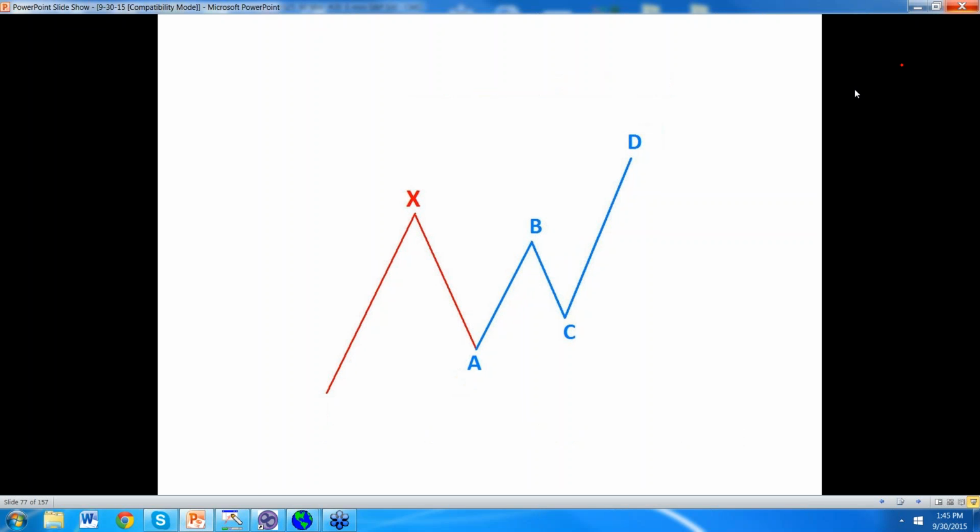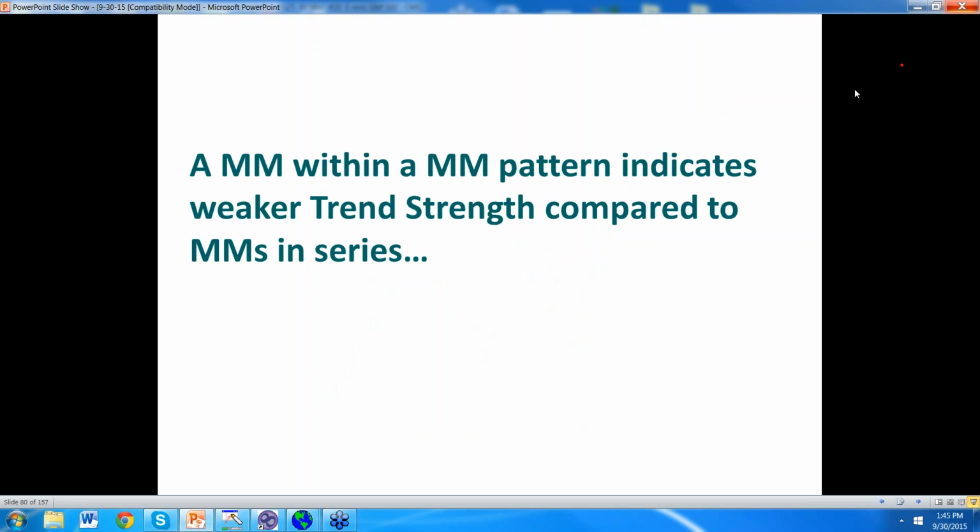Now, this is known as a butterfly pattern, a bearish butterfly pattern. You can short it at point D. A butterfly pattern is nothing but a measure move within a measure move. I did not invent this. I was taught this many years ago, and you can Google and YouTube butterfly pattern. This is what you get. A measure move within a measure move pattern indicates weaker trend strength compared to measure moves in a series.